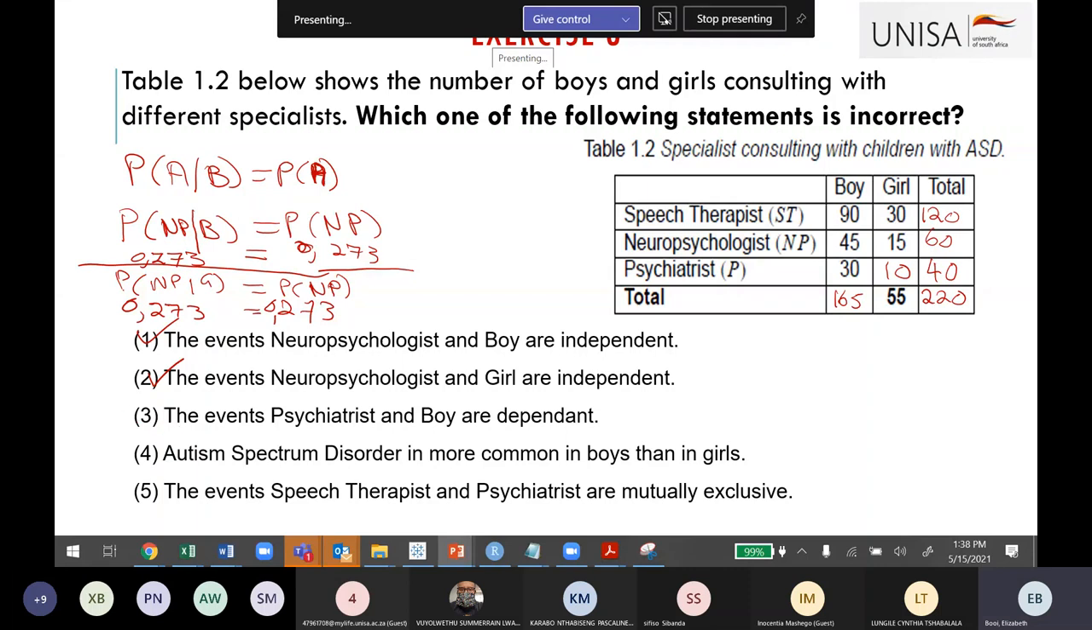Now, the third statement says the events psychiatrist and a boy are dependent. So we need to test that the probability of psychiatrist, P, given that it is a boy, is not the same as the probability of a psychiatrist. Since we didn't calculate any of these values, we need to go and calculate them. So let me just double check.